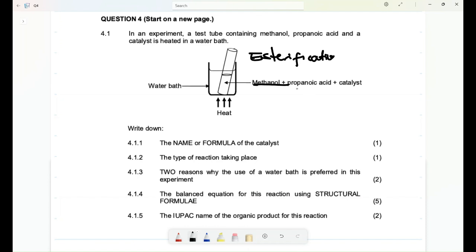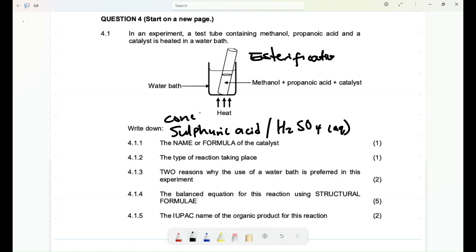Why? Because alcohol plus carboxylic acid in the presence of a catalyst and heat can only give me an ester. So the name is sulfuric acid. Its formula is H2SO4, in aqueous form. Or you can say concentrated, because it should be in a concentrated form, not dilute. But concentrated is not important.